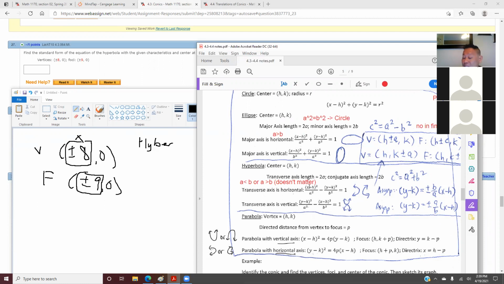So that's why the x comes in first. If you have a hyperbola that goes up and down, it is on the y-axis. So that's why the y comes first, then the x. So this is how you figure out which formula it is.